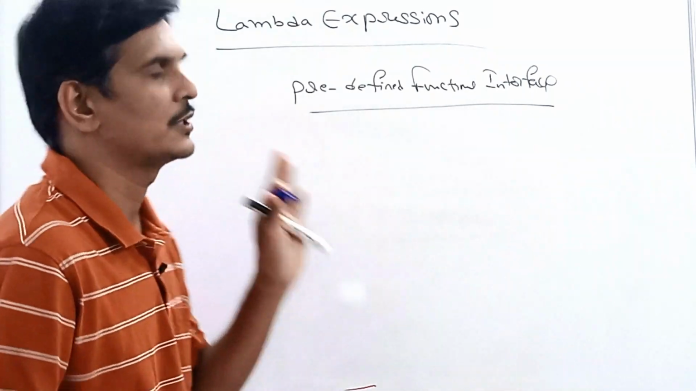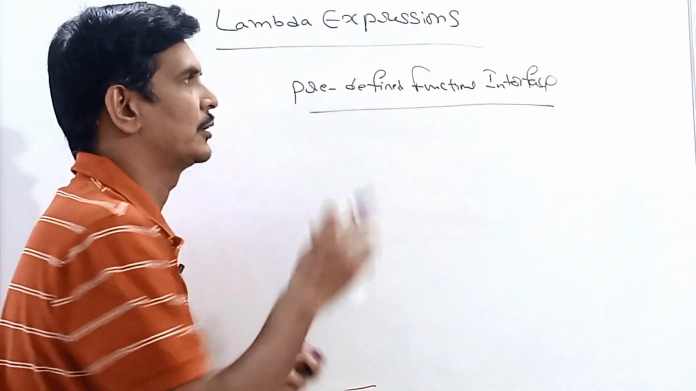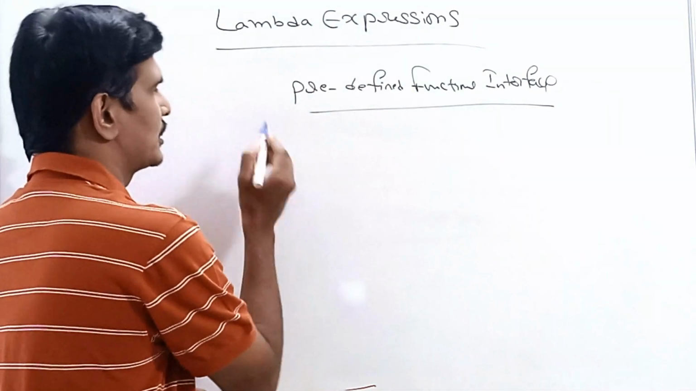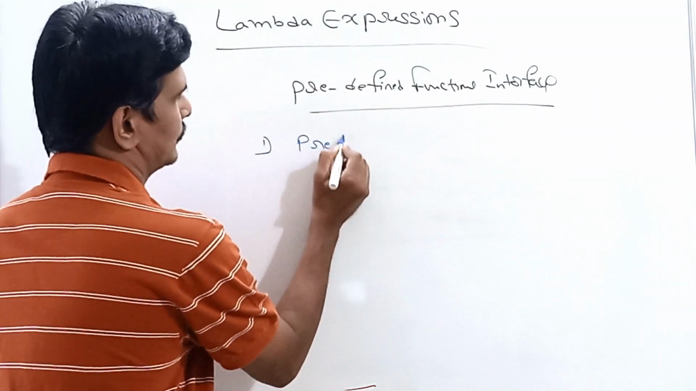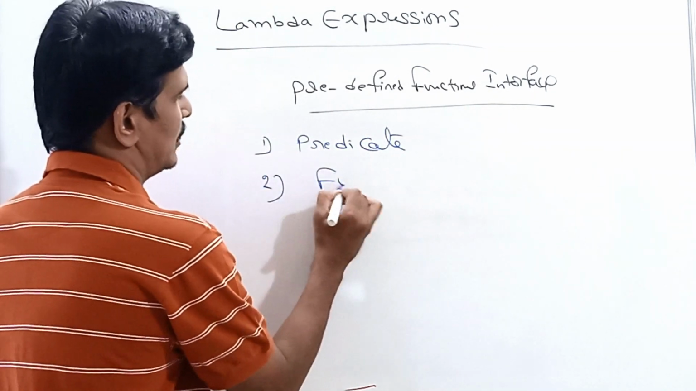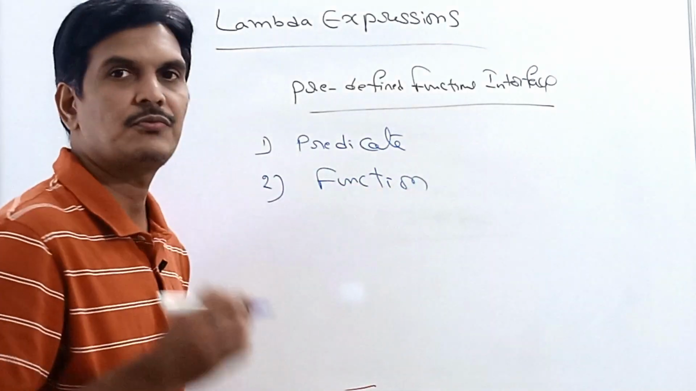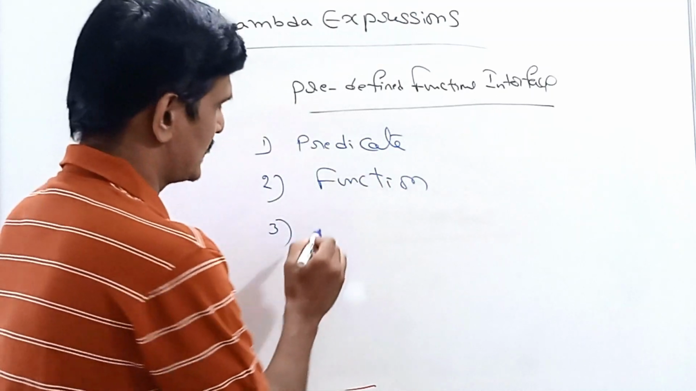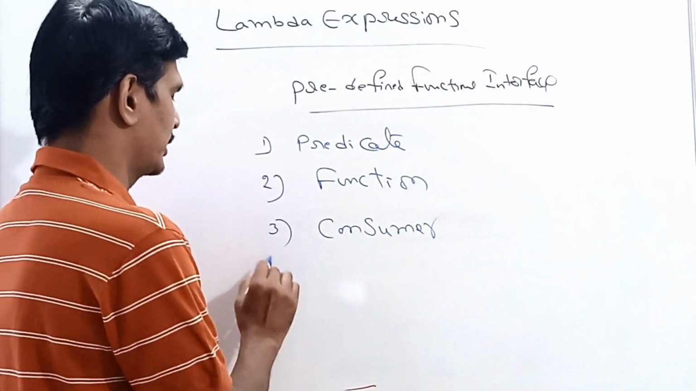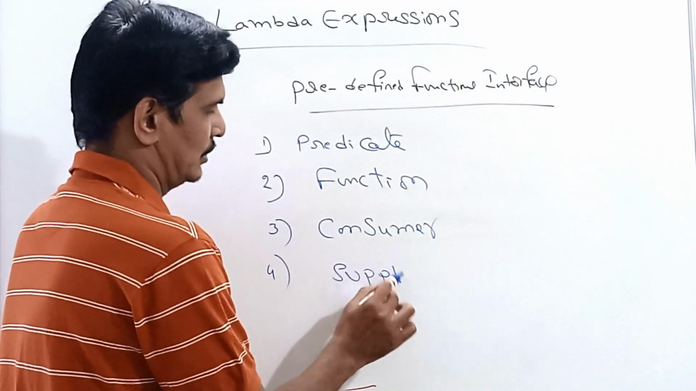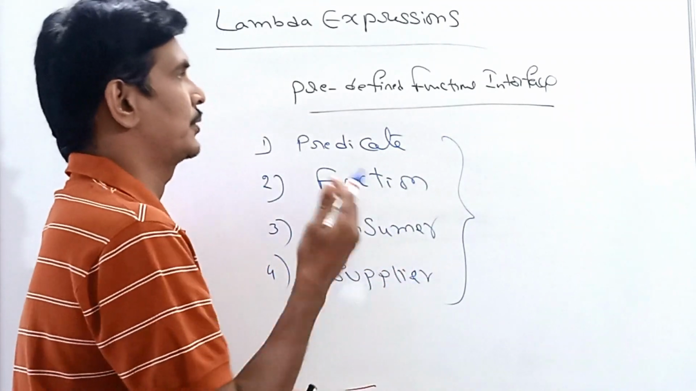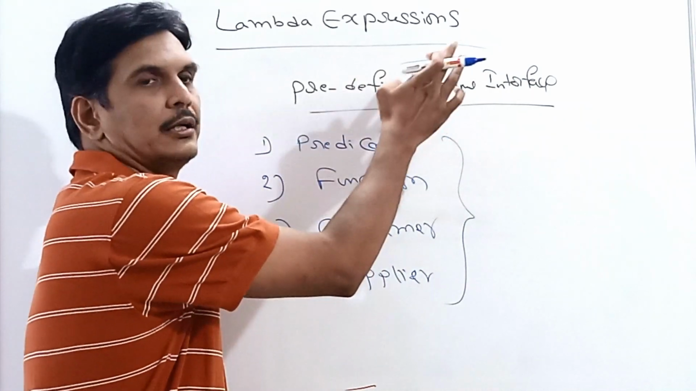Now, what are those predefined functional interfaces we have in Java? These interfaces were also introduced in Java 8 itself. The first interface we have is Predicate. The second interface is Function. The third interface is Consumer. And the fourth interface is Supplier. So these are the four interfaces provided in Java, called predefined functional interfaces.